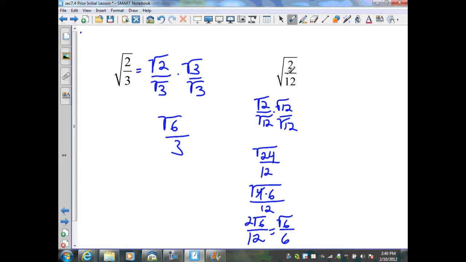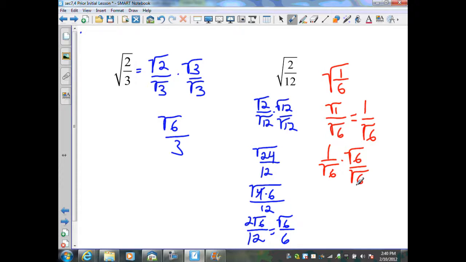What I can do is, since these are both inside the radical, I can simplify this into a fraction of 2 over 12, which would be the square root of 1 over 6. Then that would be the square root of 1 over the square root of 6. In other words, the square root of 1 is 1 over the square root of 6. Then I could just rationalize 1 over the square root of 6, multiply the top and bottom by the square root of 6. That gives me the square root of 6 over 6. Again, I'll get the same solution. You just have to determine which way you would like to perform this operation.